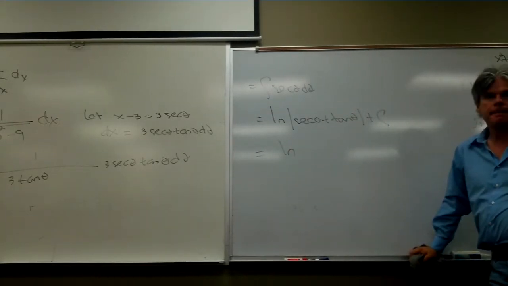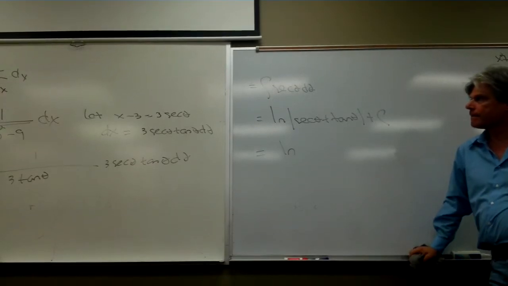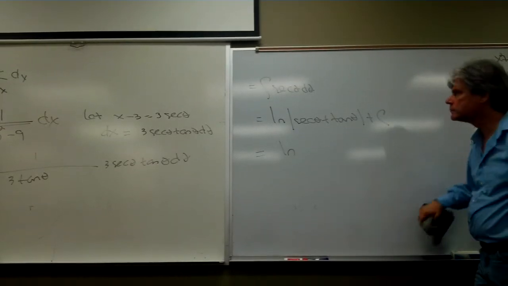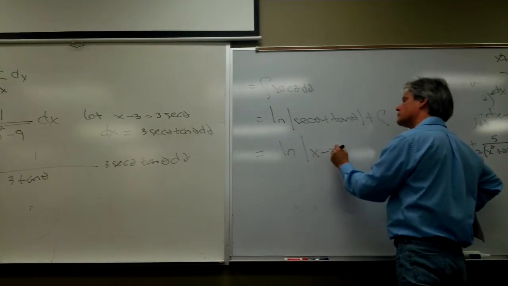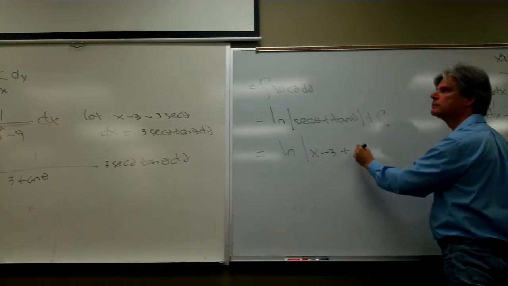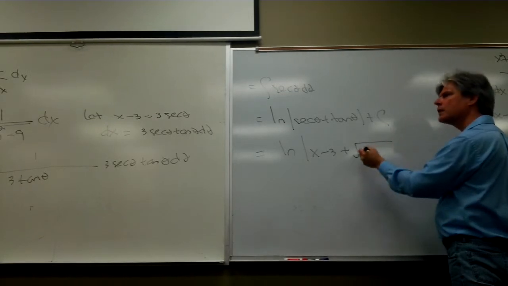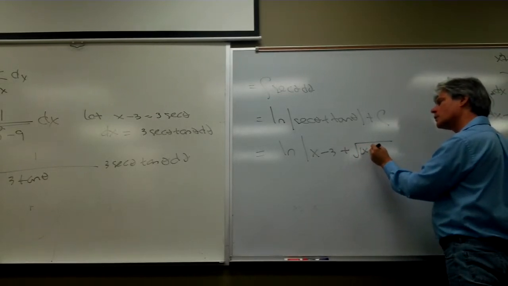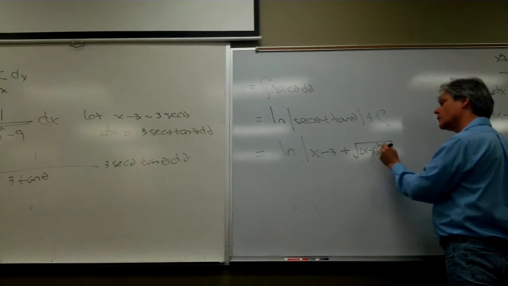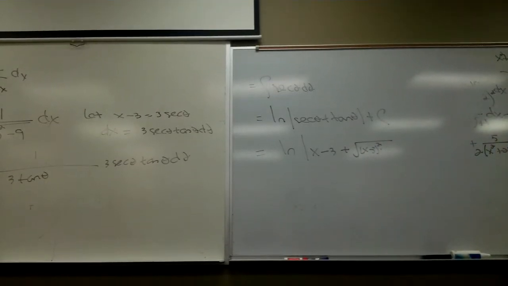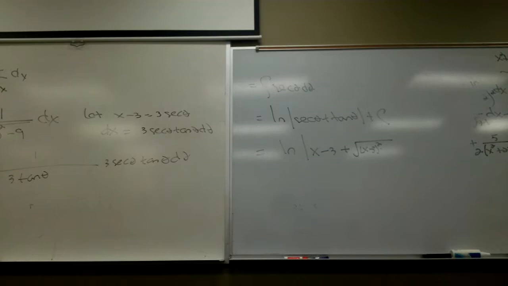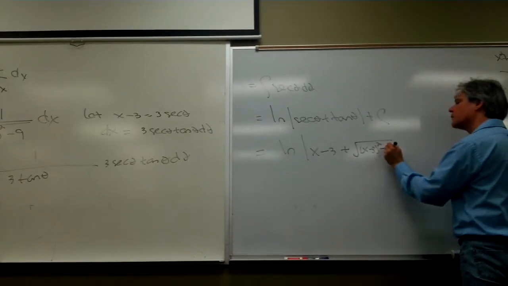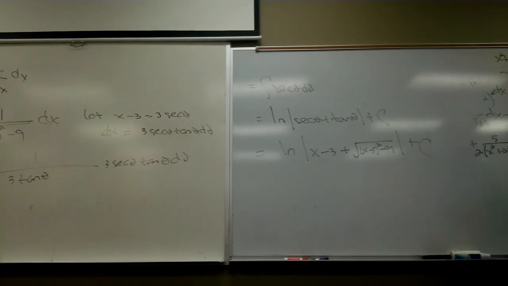This is where the book lost me, because I did it this way too, and I got x minus 3 plus root x minus 3 squared minus 9, all over 3. See how I set up my little triangle there? Oh, I see. Is that right? Yeah, I agree with that. The book did it without the 3 in the denominator.